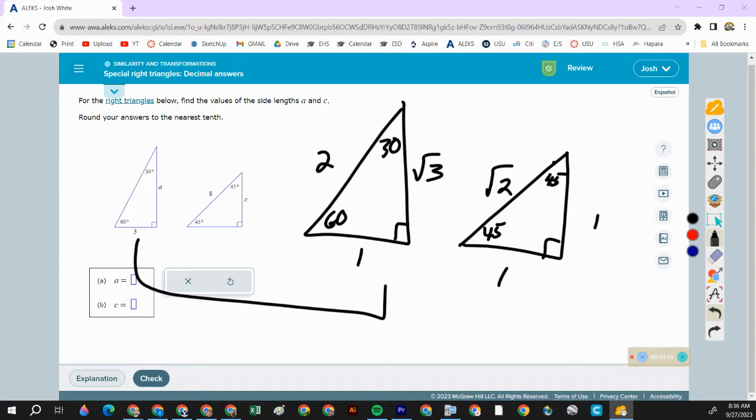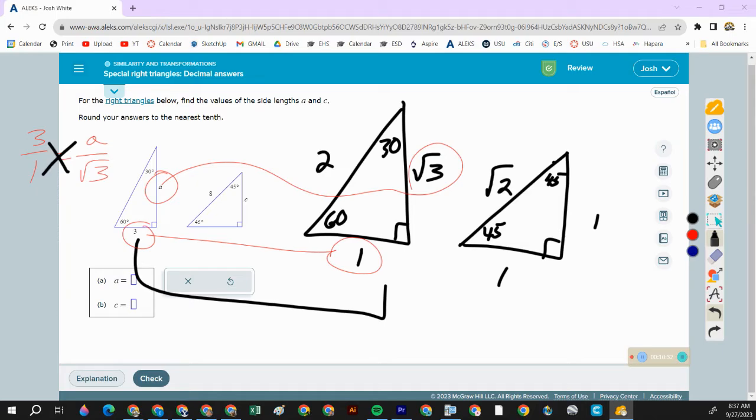So how do we find A? 3 divided by 1 is equal to A divided by root 3. Now we cross multiply. A equals 3 root 3. And then it wants the answer to the nearest tenth, so you just plug that into your calculator. Okay.